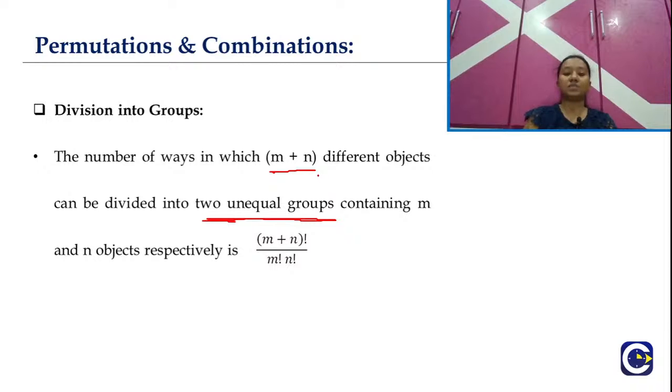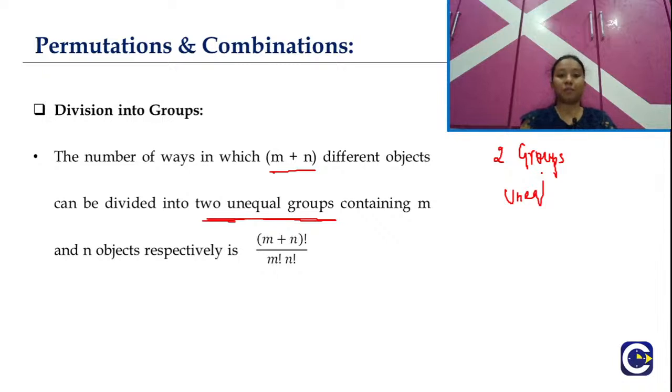So these objects must be divided into two groups, and the first condition is that the groups should be unequal, containing m and n objects. So we have m and n objects, and the total objects here will be m plus n. Amongst these m plus n objects, we have to divide into two unequal groups.